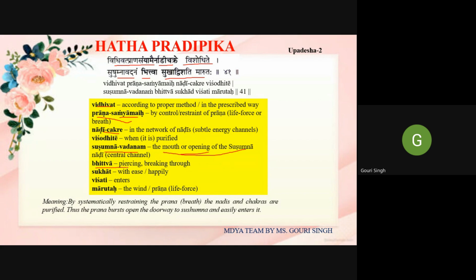Vitto means it will be pierced, or broken through. It breaks through the mouth of the susumna. Then, sukhat basati maruta: it easily pierces the mouth of the Susumna Nadi and easily enters the Susumna Nadi. That means your Susumna Nadi will open up whenever you are doing pranayama. All nadis and chakras will be channelized, and the door of the Susumna Nadi opens so that the prana easily enters the Susumna Nadi.